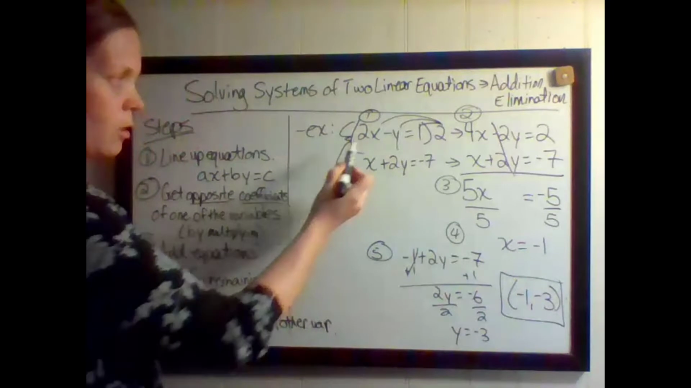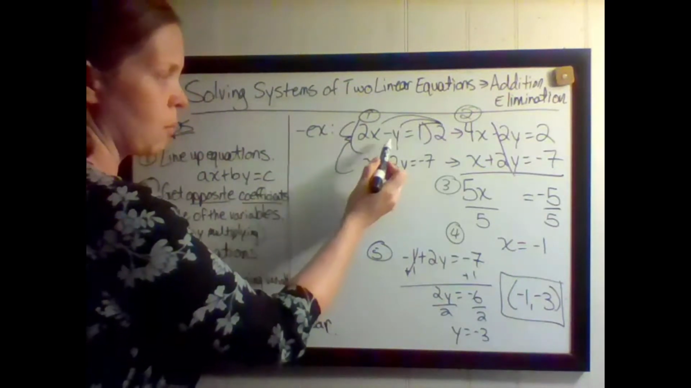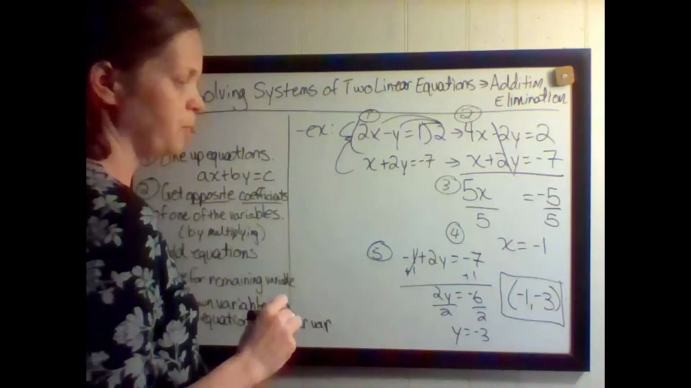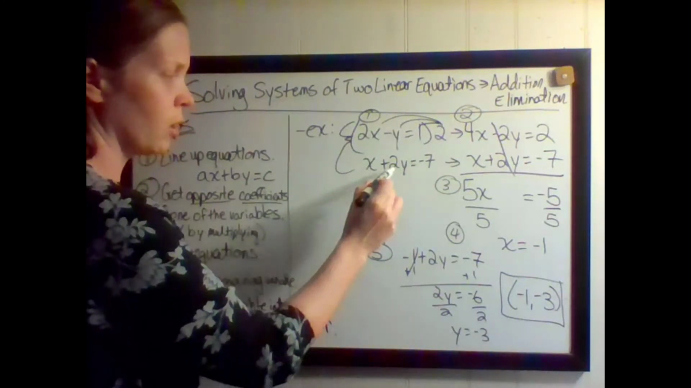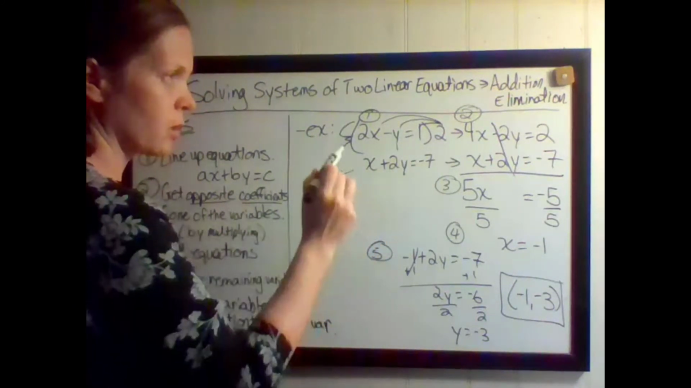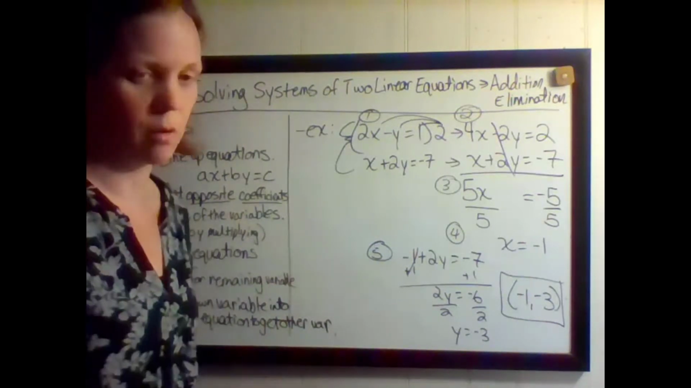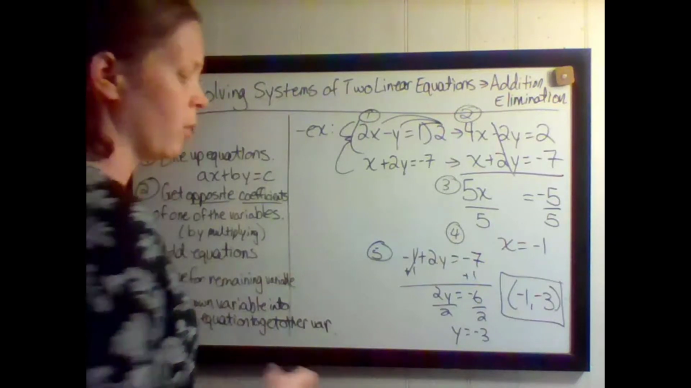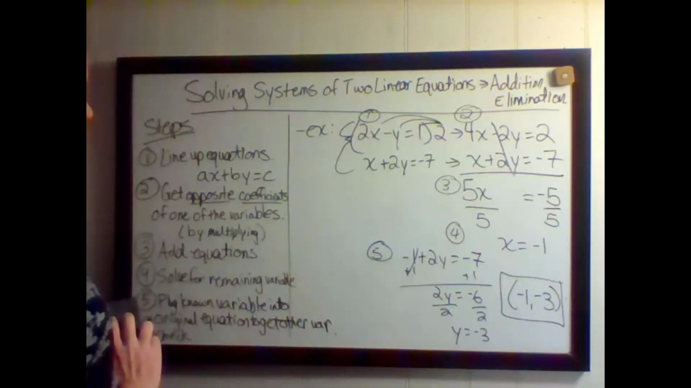And last, I'll do a check. 2 times negative 1 is negative 2. Minus negative 3 turns into plus 3. Negative 2 plus 3 is 1. Negative 1 plus, that'll be a negative 6. Negative 1, negative 6. Yep, that's negative 7. So it worked out. Now let's just start off with another one.